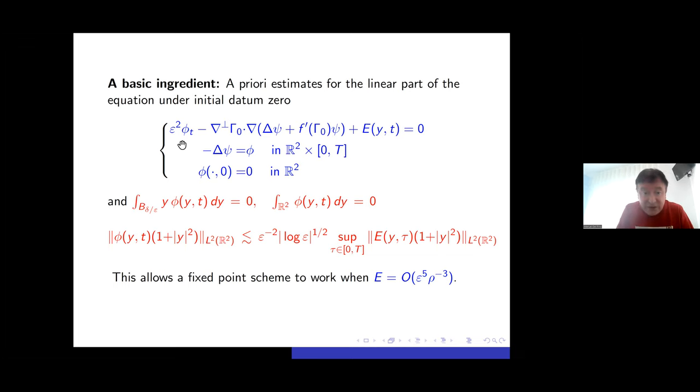We need sufficient decay to find good a priori estimates for the linearized equation. For the linearized problem, we get something which is very similar to what you would obtain by simply integrating in time, forgetting this transport part. If you put epsilon squared phi t equals e, then you have one over epsilon squared times some integral of e, right? That preserves the space decay.